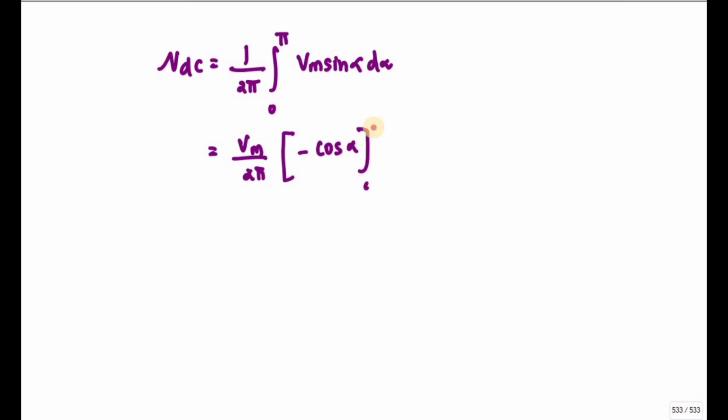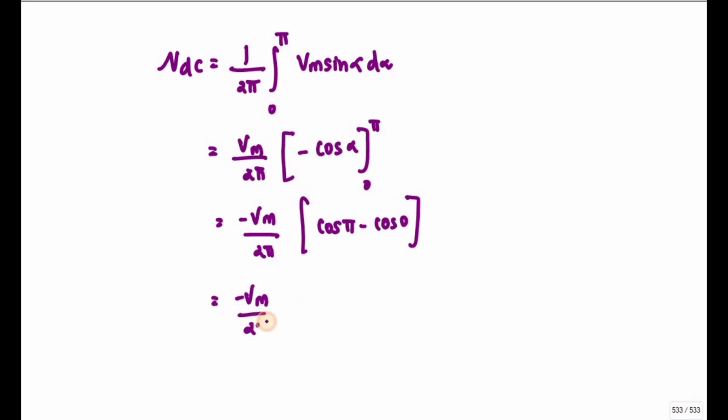If I take the minus outside, minus Vm divided by 2 pi into cos pi minus cos 0. Actually cos pi is minus 1 and cos 0 is 1. So I will get minus Vm divided by 2 pi into minus 2. So that is nothing but Vm divided by pi, since 2 and 2 get cancelled.